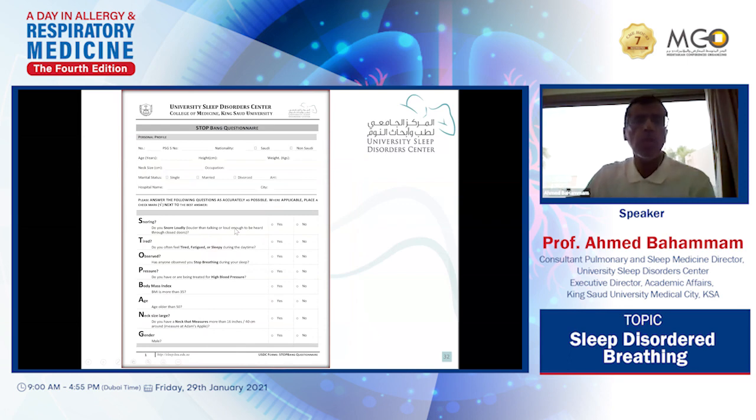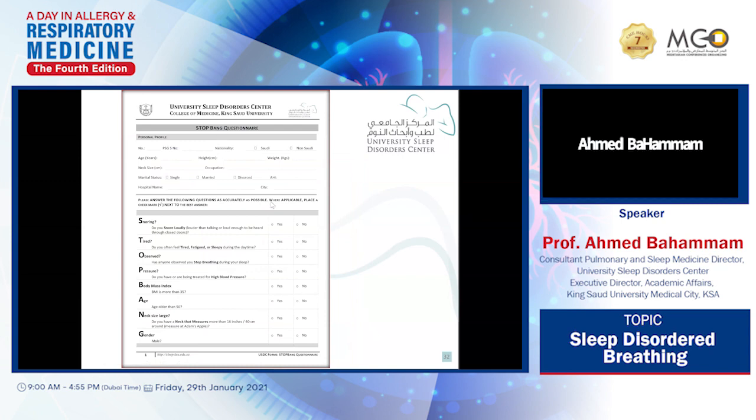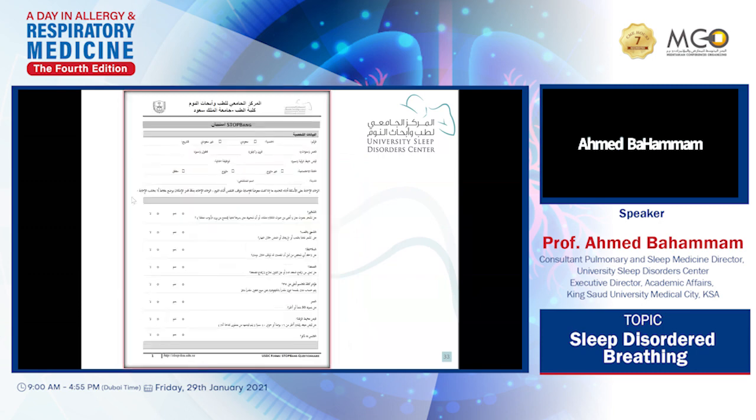How do we screen for OSA in a patient coming for a surgical procedure, or if you are a GP, general practitioner, and you want to screen for that? You can use the STOP-BANG questionnaire: snoring, tired, observed, pressure, body mass index, age, neck, and gender. This is a validated Arabic version of it. You can use it. I can share it with you.